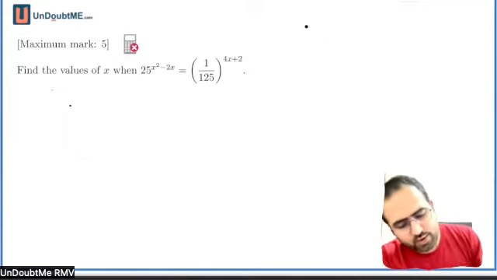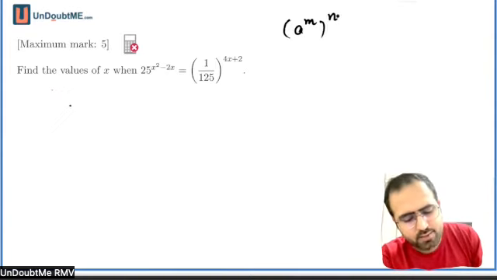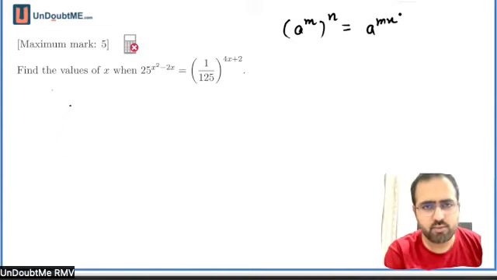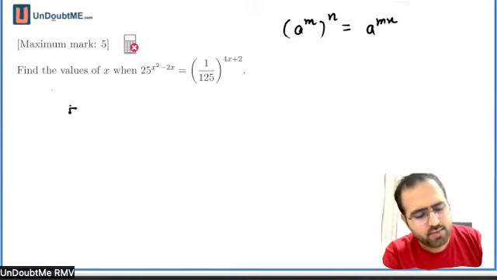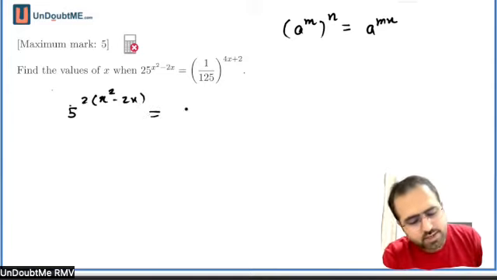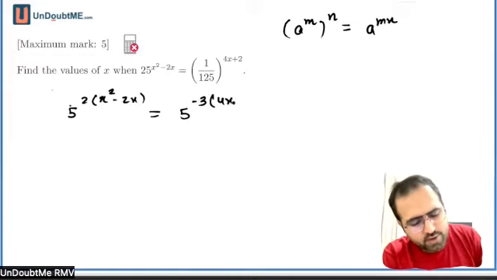There are a few properties of exponents, like if I have a to the power m to the power n, it is a to the power mn. I'll be using this property and then I will be showing you with the help of the law of exponents. 25 can be written as 5 squared, so it will be 5 to the power 2 times x square minus 2x. On the other side, I have 125 in the denominator, which is 5 cube, which will be 5 to the power minus 3 times 4x plus 2.